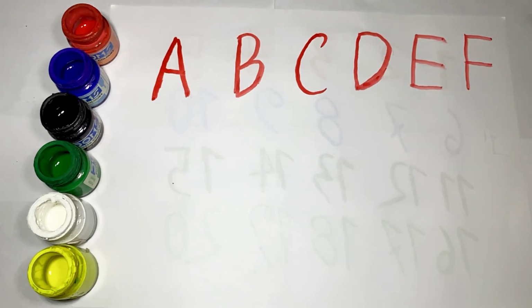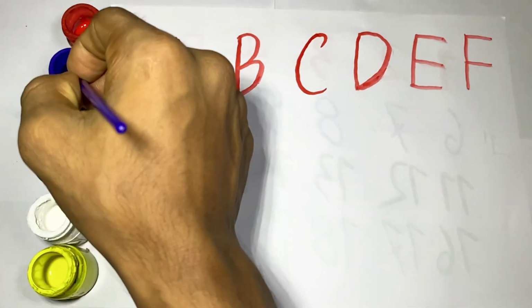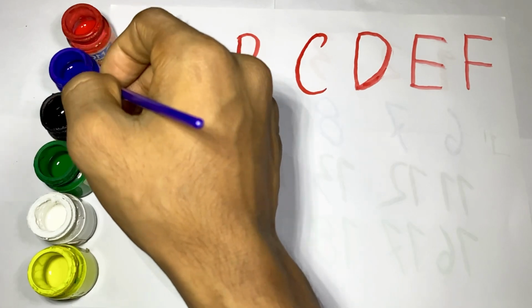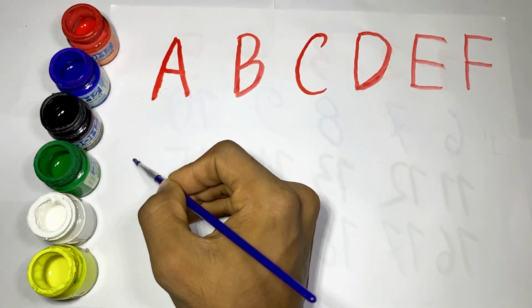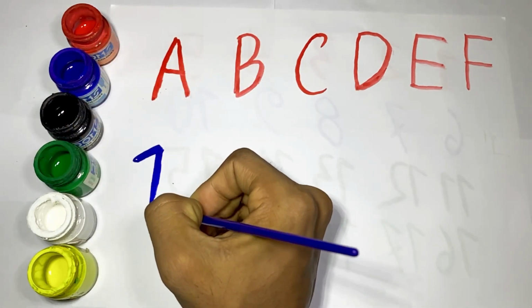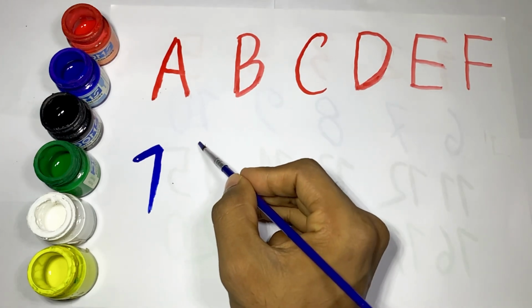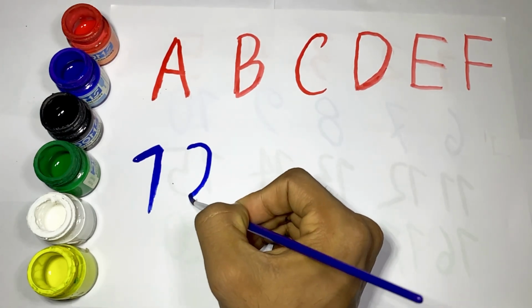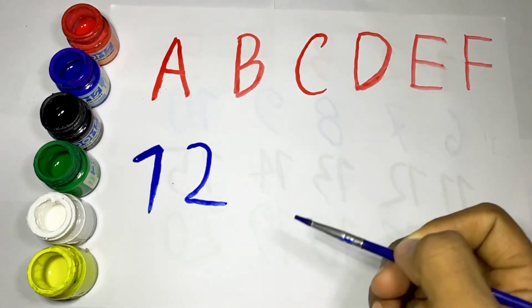The alphabets of F. Kids, now draw numbers, and first you draw 1. The numbers of 1, and use blue color. One. 2. T W O, 2.